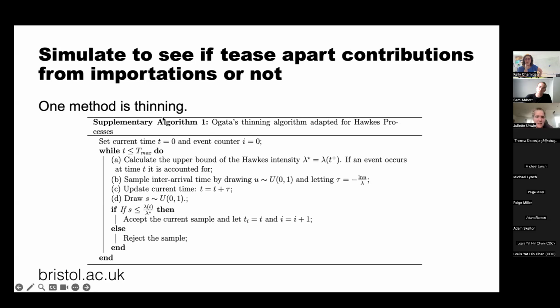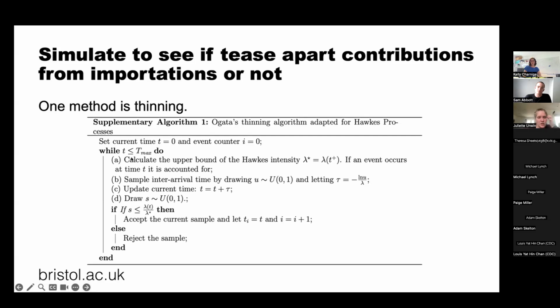One of these methods is called thinning. The idea is a little bit like rejection sampling. You simulate when the next event could happen, and then based on some probability, based on the amount of infectiousness, so the summation of all the people's infectious profiles, we then choose whether to keep that or not.